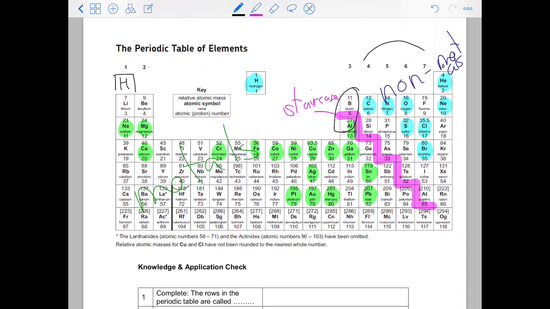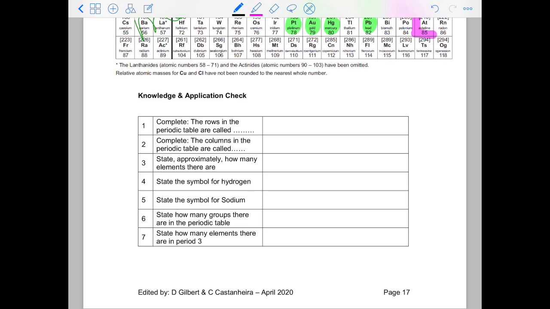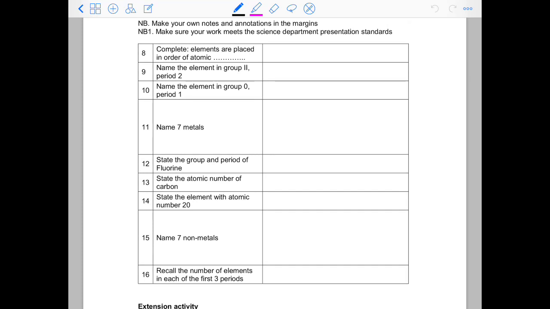All right, so now that we've had a look at that, seen the difference between metals and non-metals, I would like you to go through and give this knowledge and application check a try. There are 7 questions on this page and another several on this page. Do as many as you are able to do, and then we'll take it up in a minute. So pause the video, give it a go.